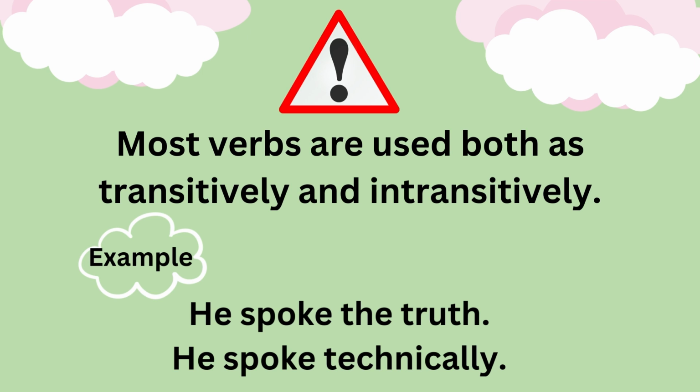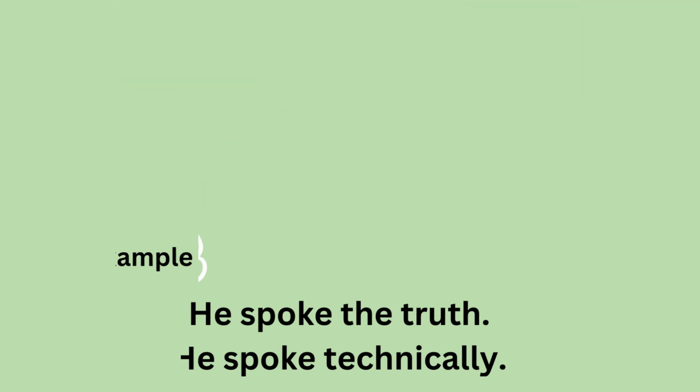So, for example, he spoke the truth. We have the verb speaking, spoke. Conjugation is in past. He spoke the truth. So, what did he speak? The truth. We have our object. So the verb spoke is a transitive verb. But in the second sentence, he spoke technically. We have an adverb but no object. So this very same verb is used here intransitively. Okay, I hope this point is clear to you.